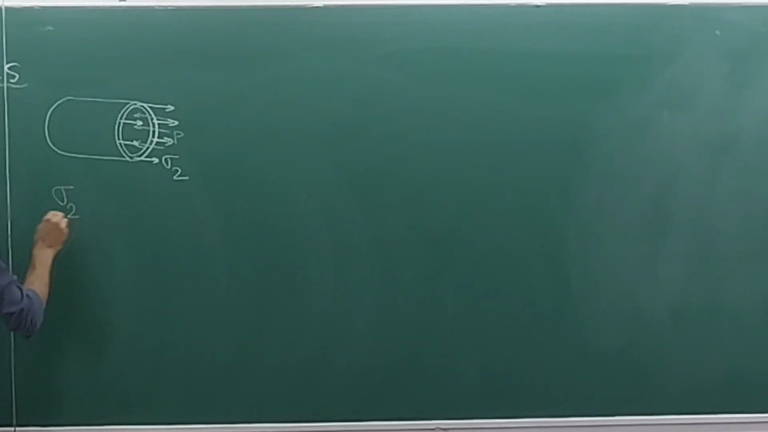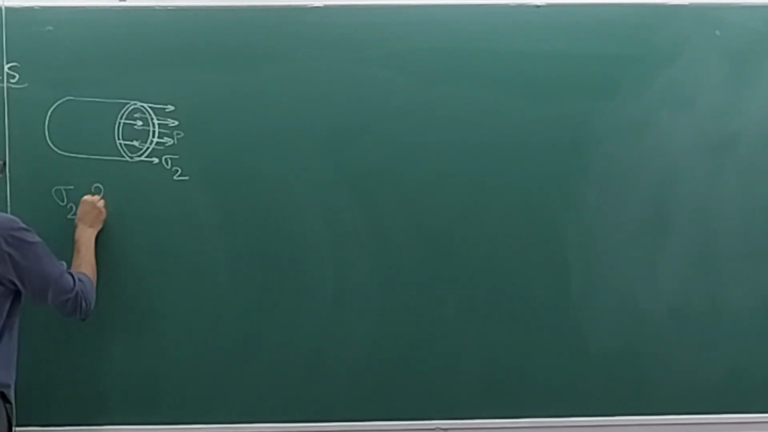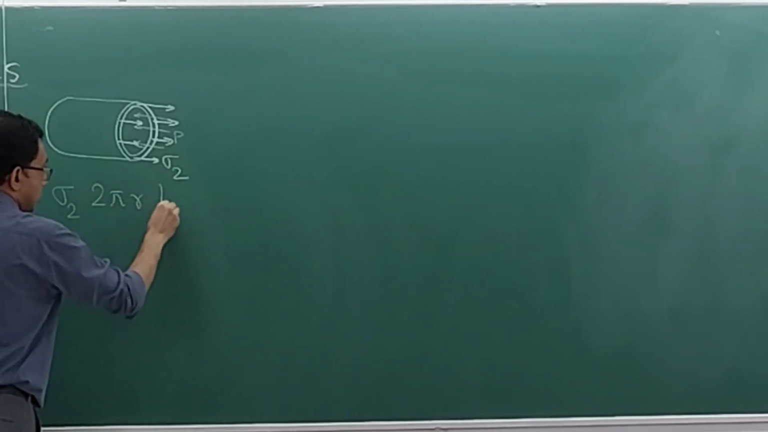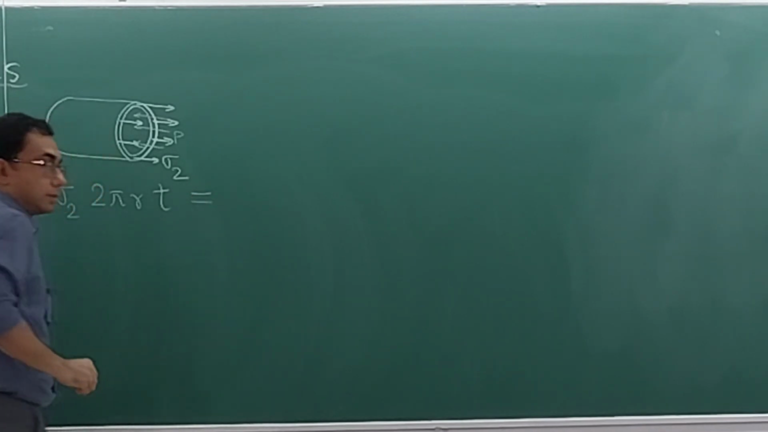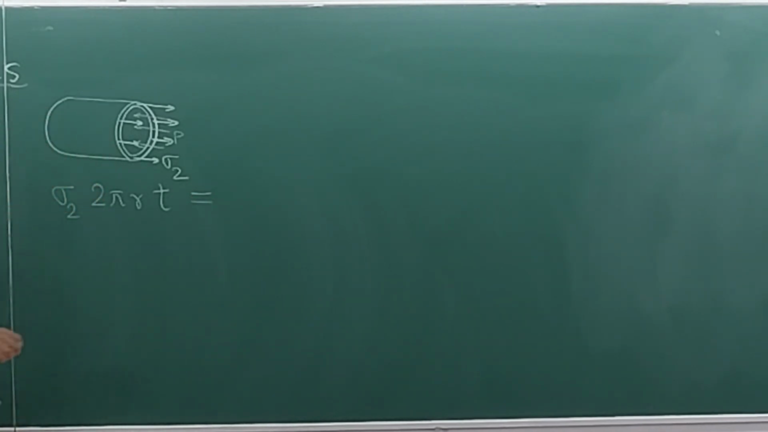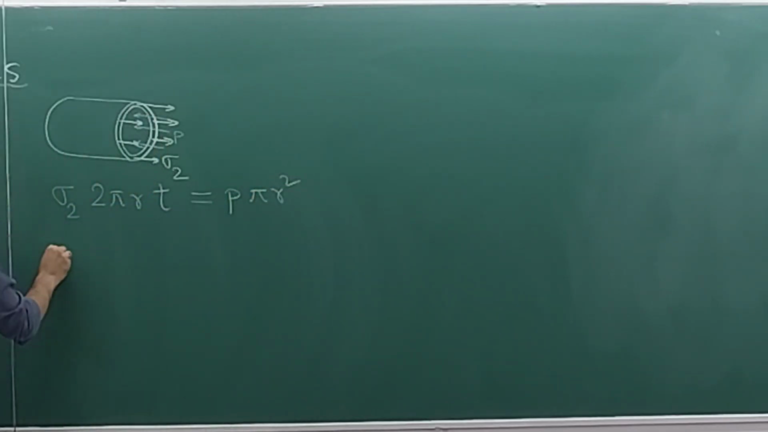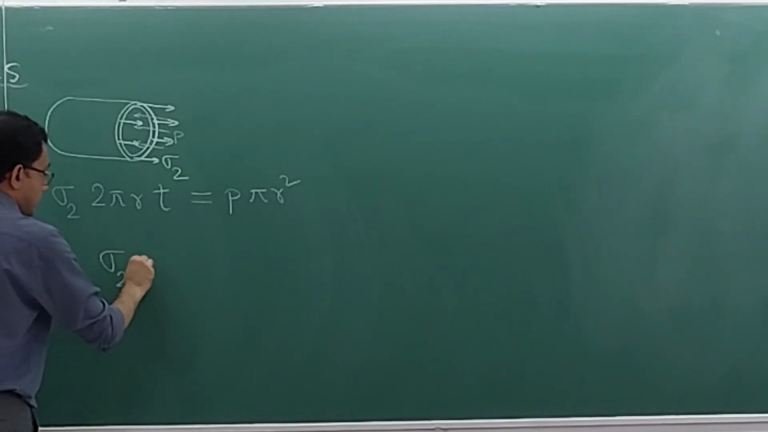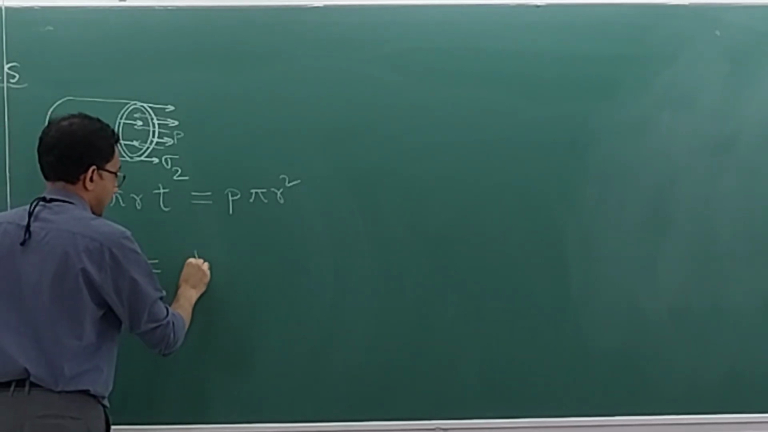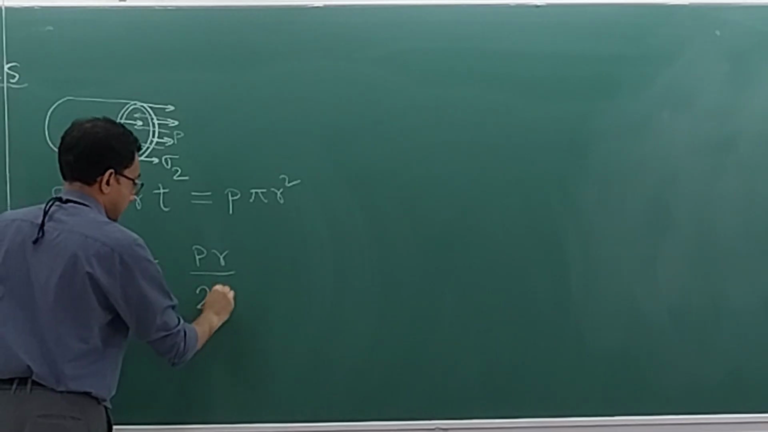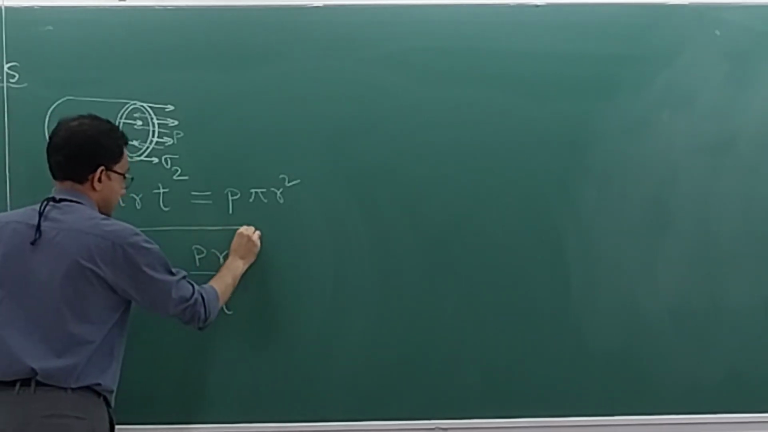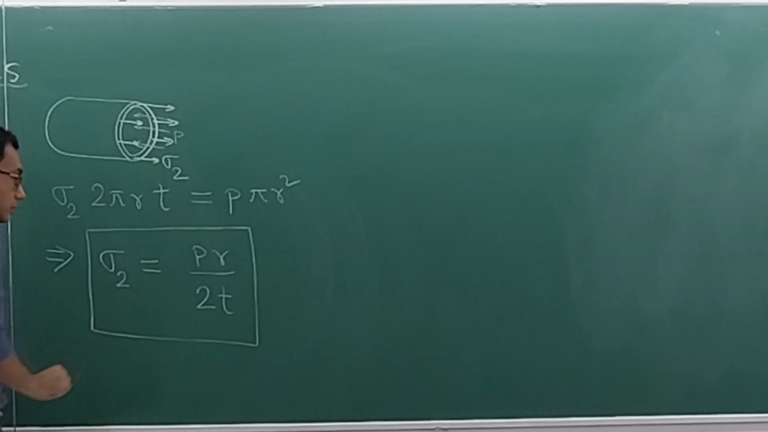So tell me, what should I multiply with sigma 2 to get the force? Sigma 2 into twice pi r into T, and this should be equal to what? P into pi r square. So sigma 2 is equal to PR by twice T. This is another formula.